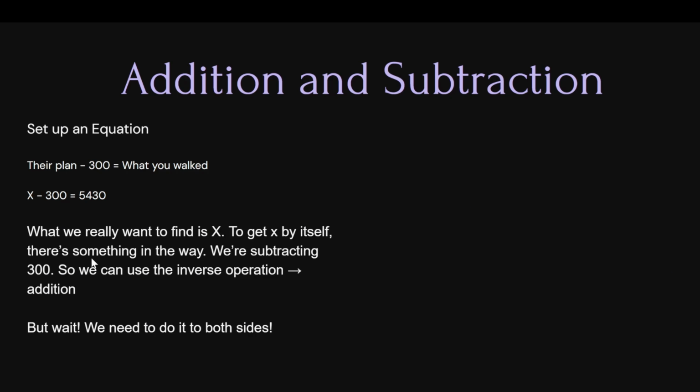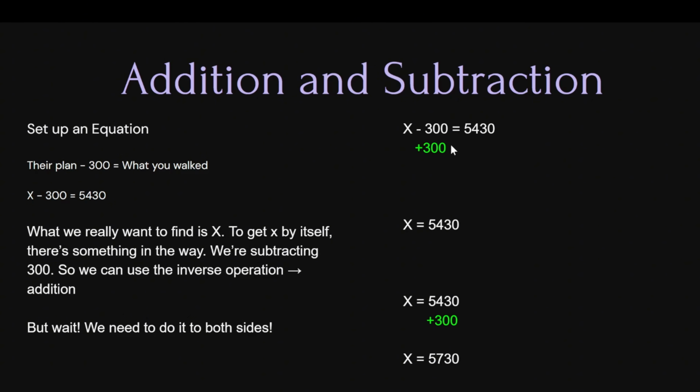And to get x by itself, there's something in the way, that minus 300. We're subtracting 300. So we are going to use the inverse operation, which like we see, subtraction, so addition. So we're going to add 300 and we're done, right? Well, no, because that doesn't make any sense. This is basically saying that their plan was what you walked. So something's missing. So we have to add to both sides. So we added 300 to the left side. We add it to the right side.